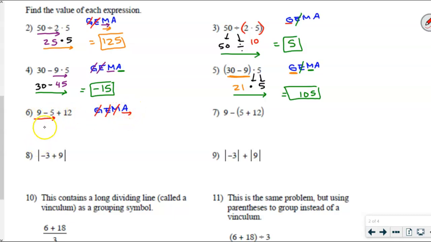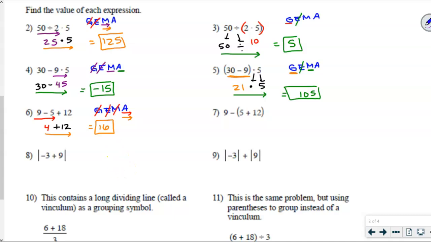And 9 minus 5 simplifies to be 4. Make sure we bring everything else down. So we add 12. I'm not done with the addition and the subtraction. Is there more addition or subtraction? So let's keep going from left to right. 4 plus 12 is equal to 16. Bladen, do you see it now? Okay.